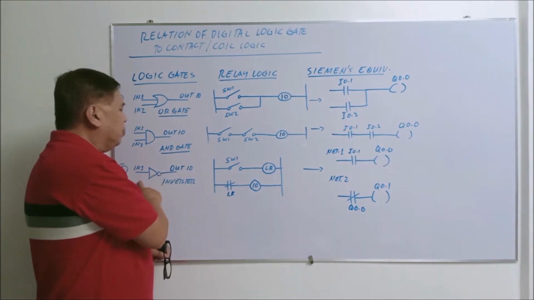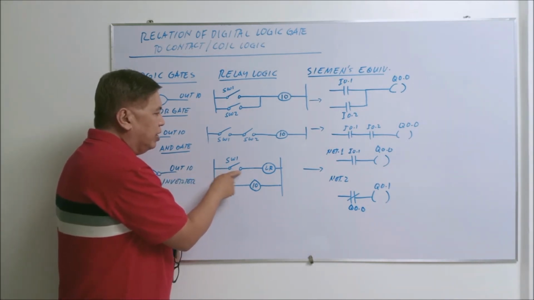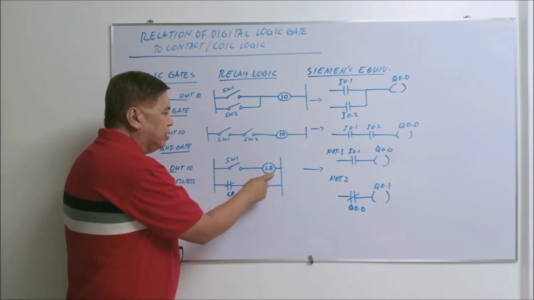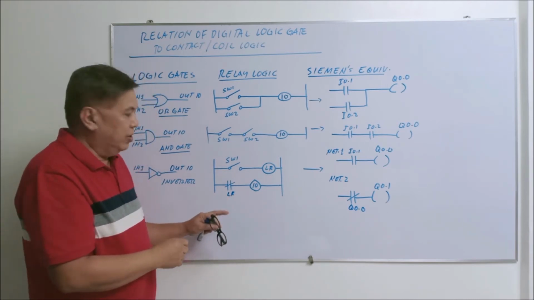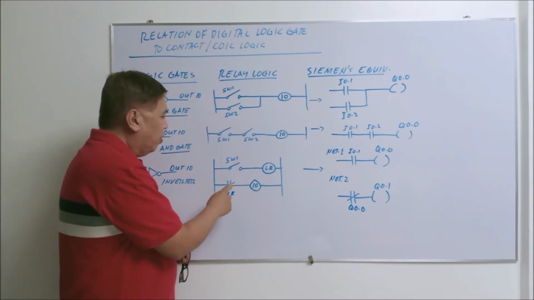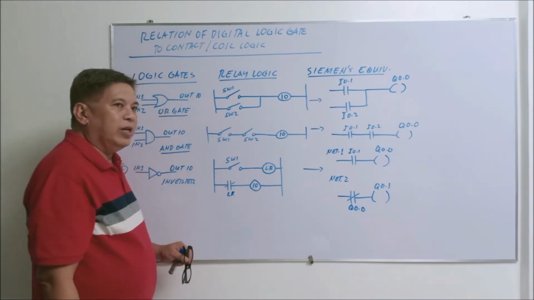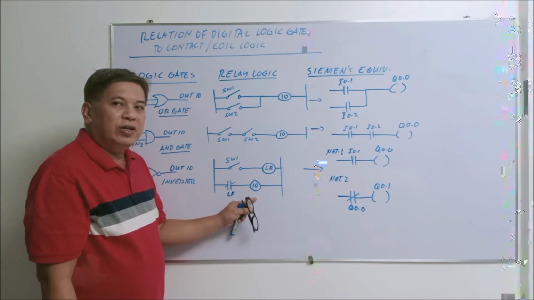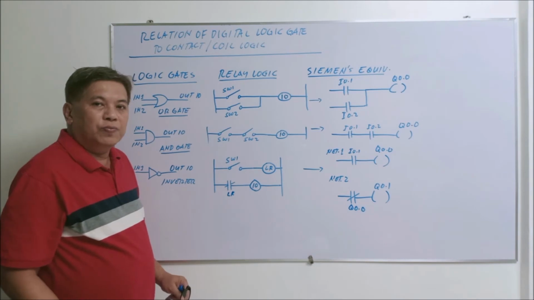If input is 1 here, that means that the switch here is closed. Then, your logic relay here is energized. If this is energized, then automatically your LR here will open. If this will open, then automatically your output 10 here will be de-energized. So, input is high, the output is low.